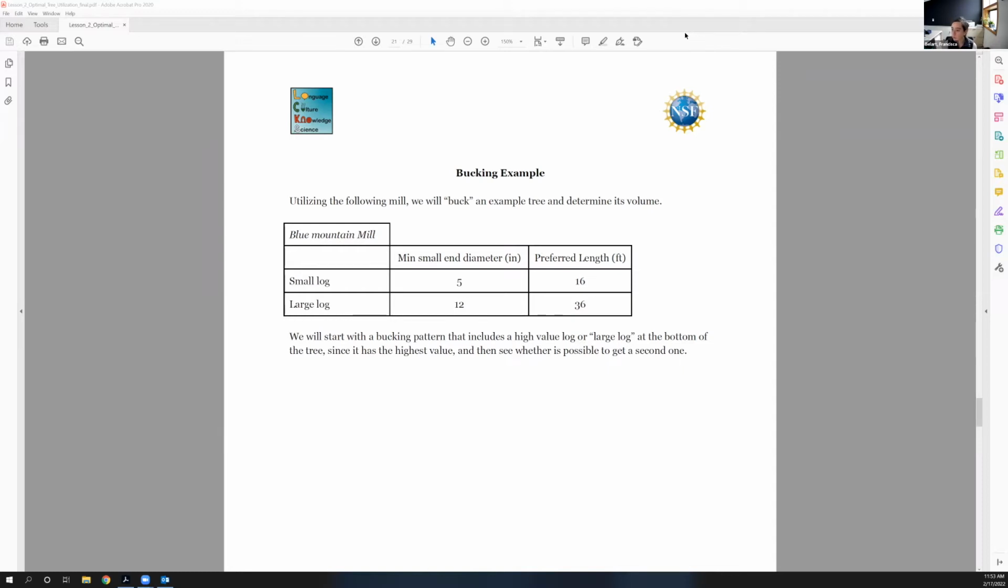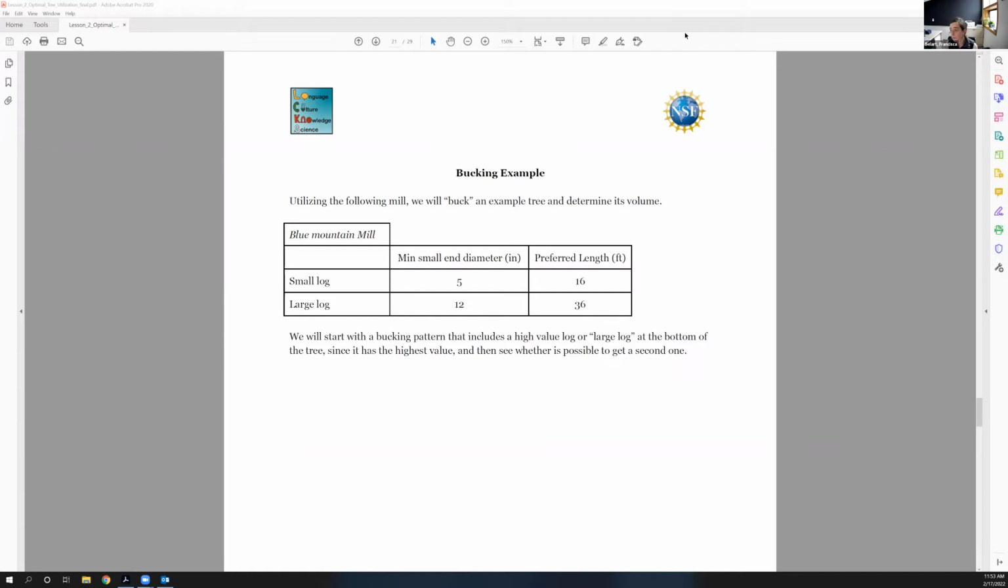So in our example, we will be utilizing the Blue Mountain Mill as an example, and we'll try and get two different logs. A small log in which the small end diameter is 5 inches and the preferred length is 16 feet. And a large log in which the minimum small end diameter in inches is 12 and the preferred length is 36 foot.